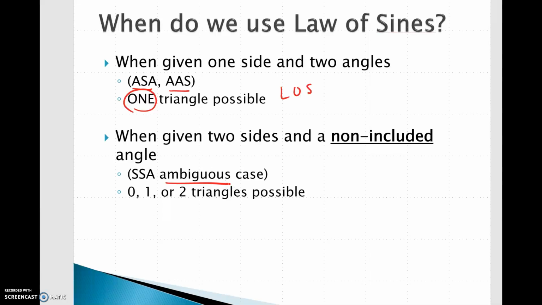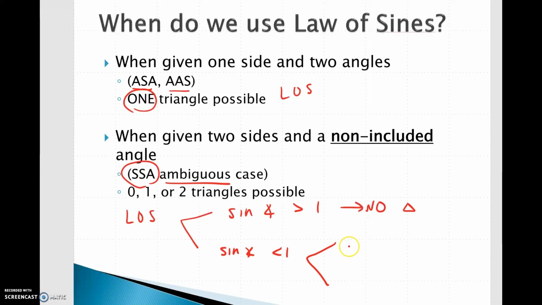Then we learned the next day about our ambiguous case, and the ambiguous case means that there's not necessarily always one answer. There could be no triangles, one triangle, or two triangles possible, and we recognize this in our side-side angle scenario. And what we did was we started solving with law of sines, and then one of two things could happen. If we ended up getting that the sine of the angle was greater than 1, then that meant that there were no triangles, because it's not possible to have a sine of an angle greater than 1.